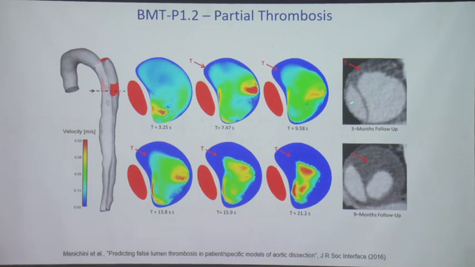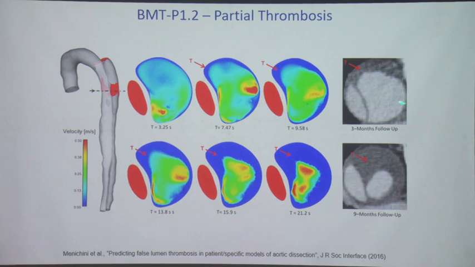So you can see that there are two bright regions separated by what we call the flap. You have the true lumen, which is heavily compressed by the false lumen. The false lumen occupies a much larger area than the true lumen. And then here's the thrombus that was formed.